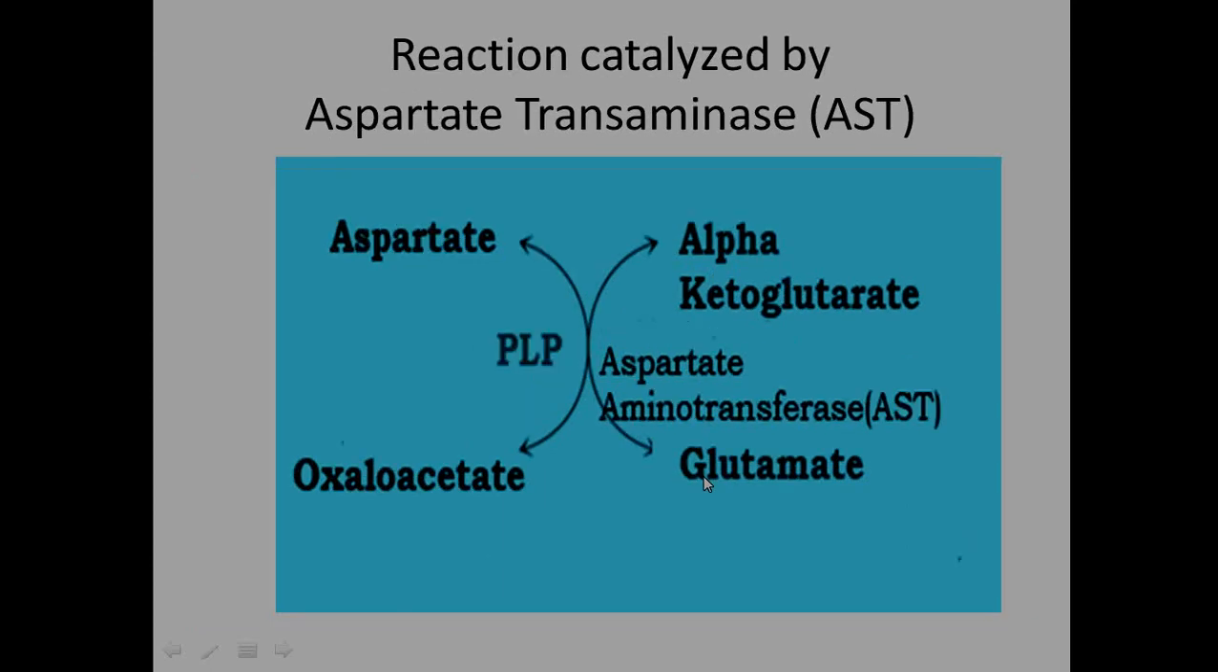Okay, so one more reaction we can see. This is catalyzed by the enzyme aspartate transaminase. Here the donor amino acid is aspartate. So aspartate is donating the amino group to the recipient keto acid alpha ketoglutarate to be converted into oxaloacetate and glutamate. This reaction also takes place with the help of the enzyme aspartate aminotransferase, and PLP is required as a coenzyme.